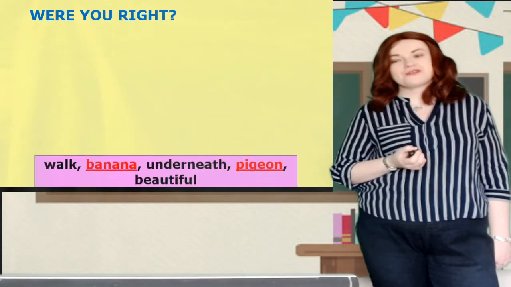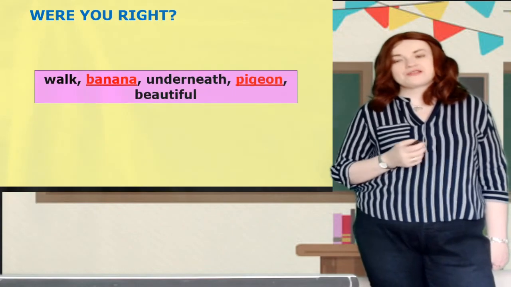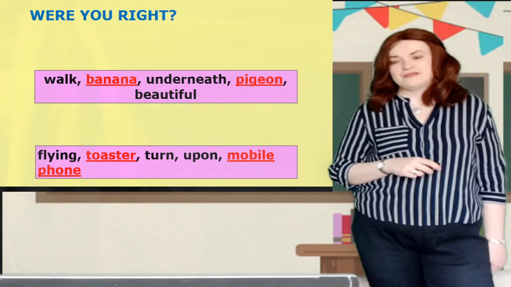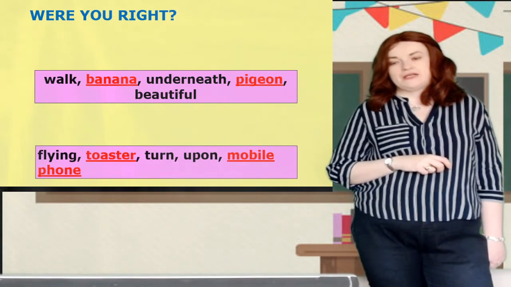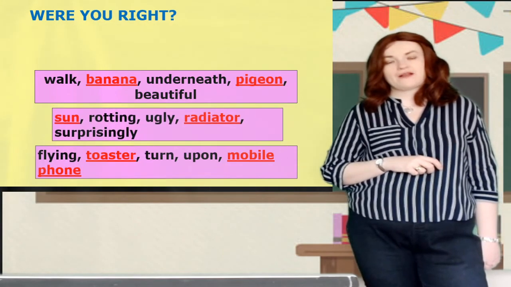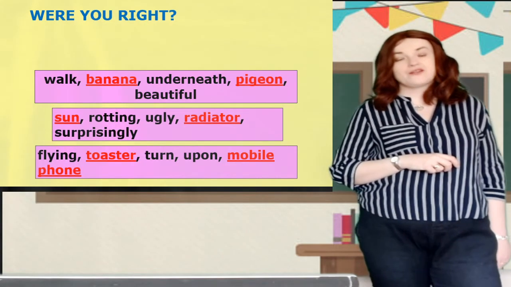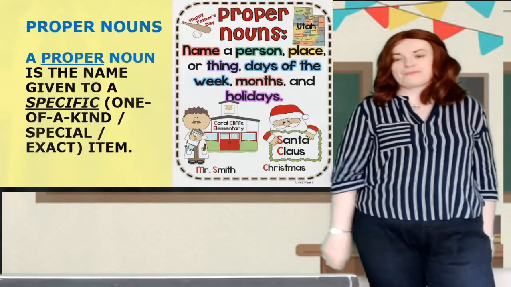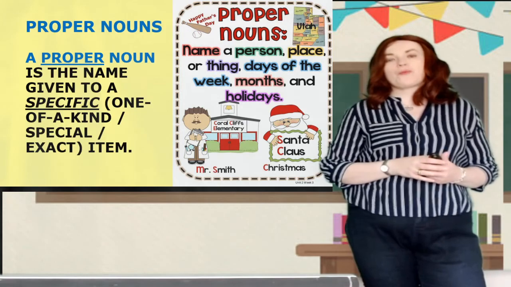Here's the answers. So, first list, the two common nouns: banana, pigeon. Next one: toaster, mobile phone. And the last one: sun and radiator. So, well done if you got them right. We're moving on to proper nouns now.